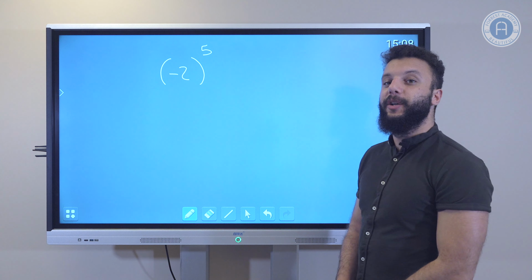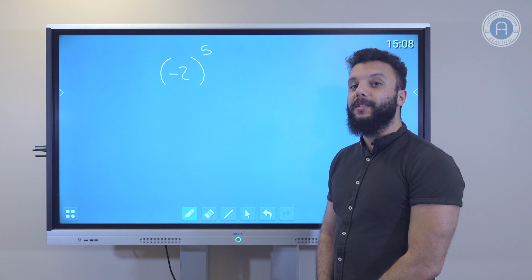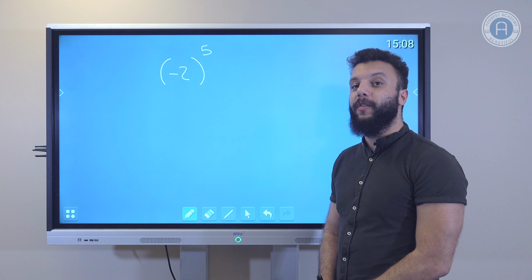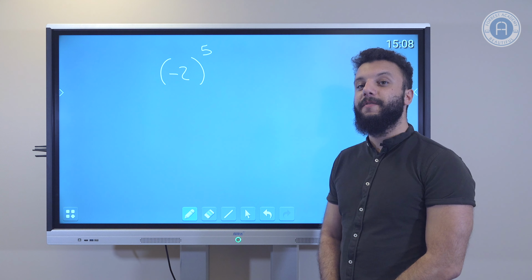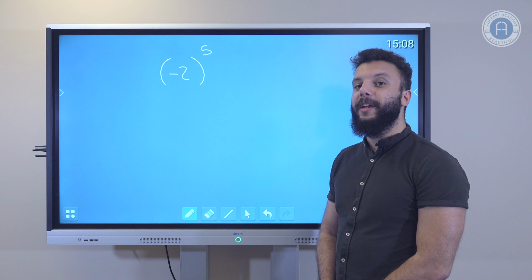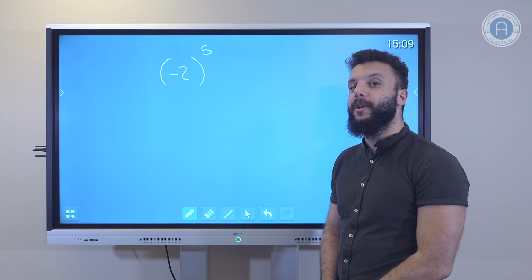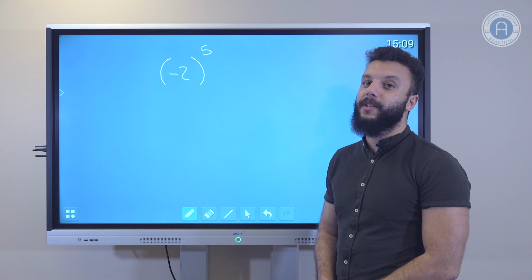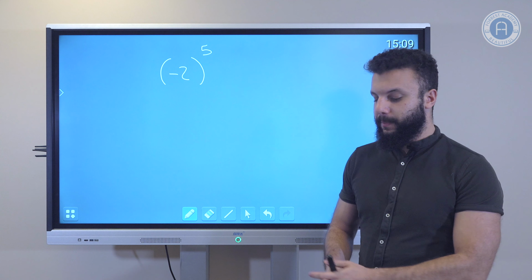We have minus 2 to the power of 5. So this is an exponents question because the exponent is 5, and the base here is negative 2. So we have negative 2 to the power of 5. This essentially means we've got negative 2 times negative 2 times negative 2 times negative 2 times negative 2. So let's write that out now.